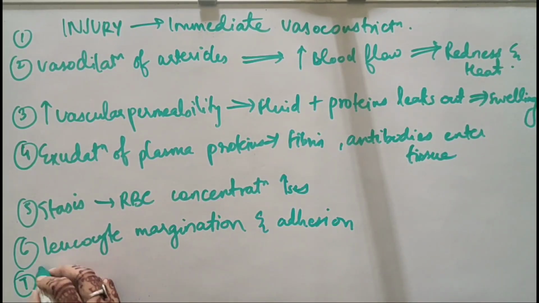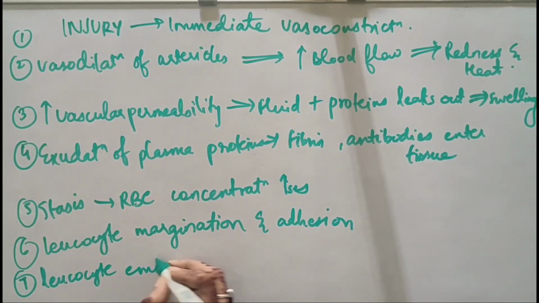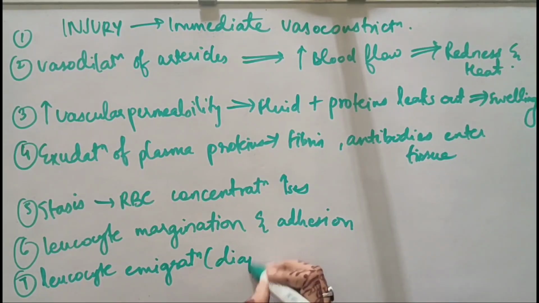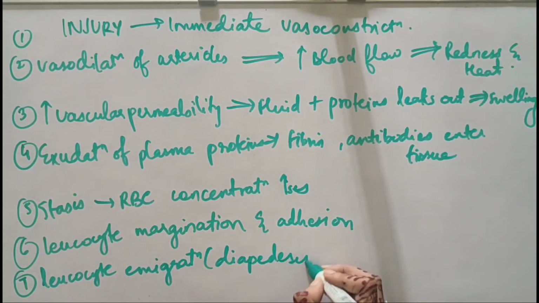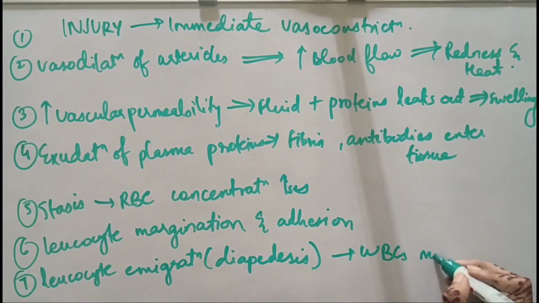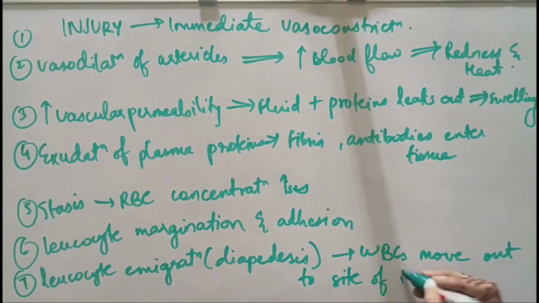And lastly, we have the leukocyte immigration, also known as diapedesis, wherein the WBCs move out to the site of injury.